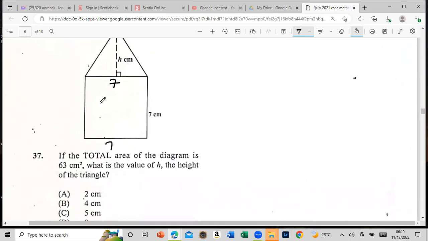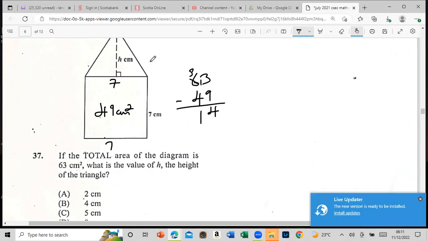Alright, so this would be 49 centimeters square. And everything is 63, so it will be 63 minus 49 over 12. Or not 12, 9 to 4. So that's 40. So this is supposed to be 40. So that means the entire thing is supposed to be 28 by 5.